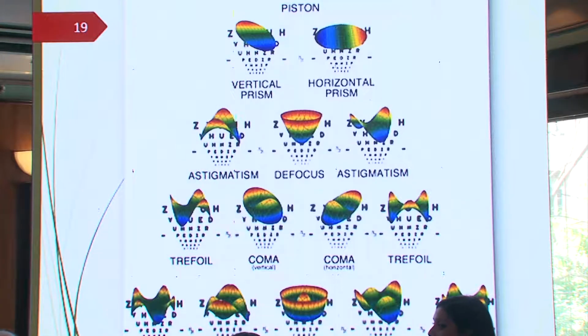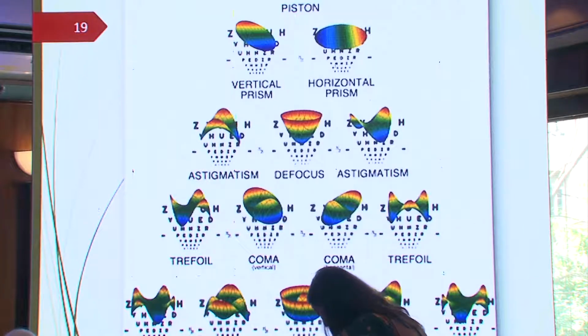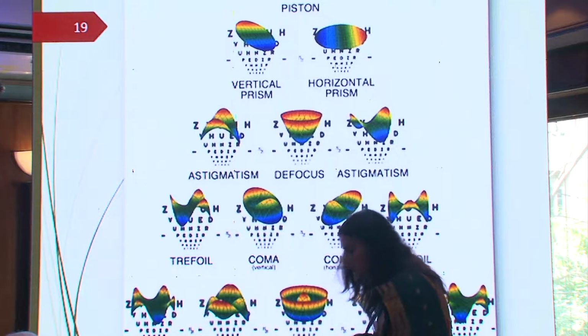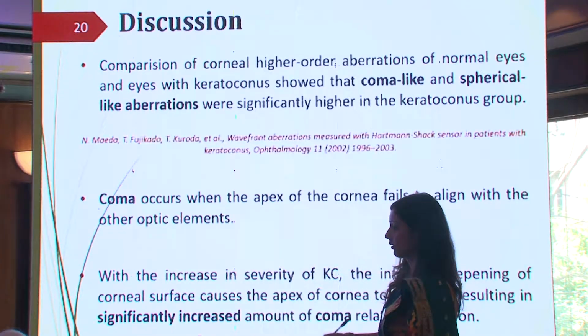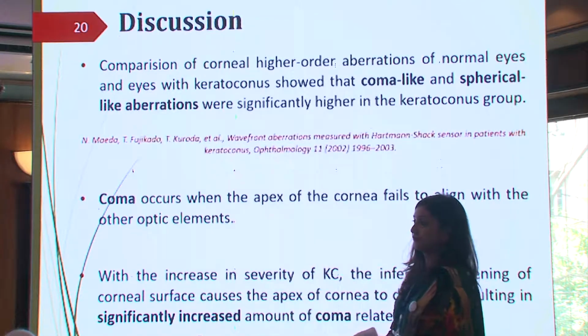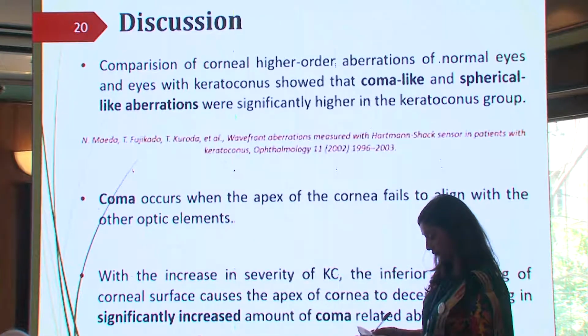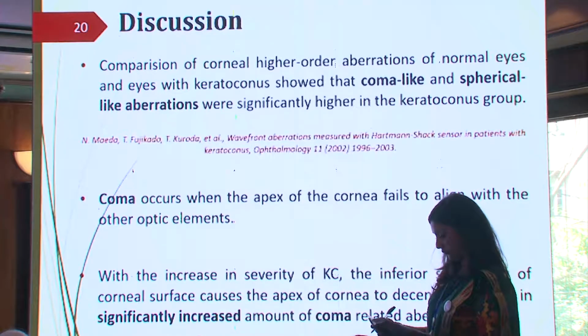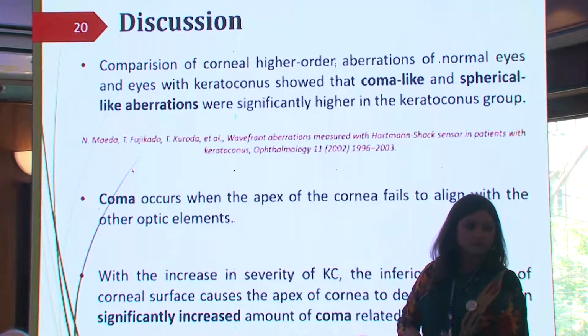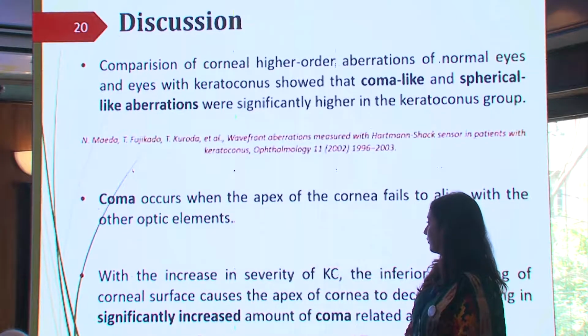Here we can see the vertical coma in the 4th row and the spherical aberration in the last row. These are the main high order aberrations that have impact on keratoconus patients' vision. Comparison of corneal high order aberration in normal eyes and eyes with keratoconus showed coma-like and spherical-like aberrations were significantly higher in the keratoconus group. Coma occurs when the apex of cornea fails to align with other optical elements. In keratoconus disease, with the increase in severity, the inferior steepening of corneal surface causes apex of cornea to decenter, resulting in significantly increased amount of coma-related aberrations.